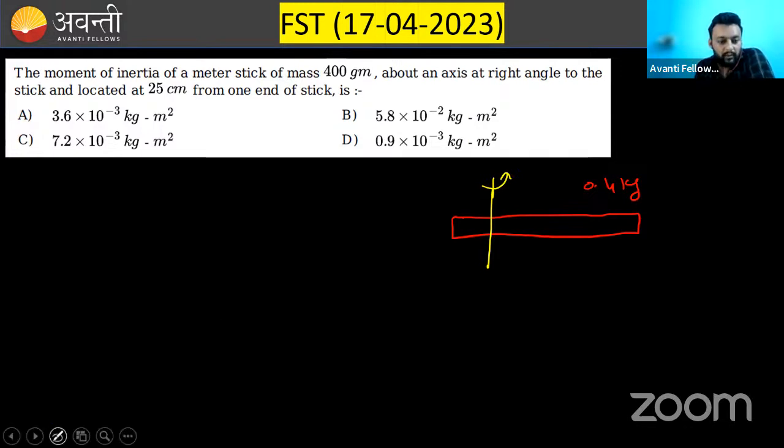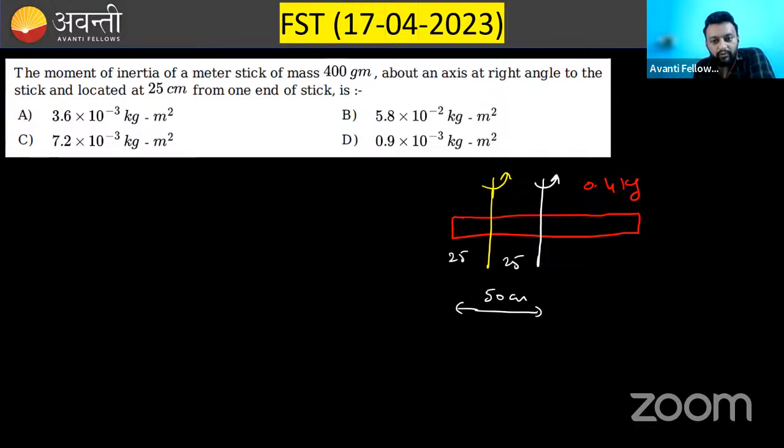We know the moment of inertia of this rod about the perpendicular bisector. Perpendicular bisector means the total distance is 50 centimeter on each half, out of which this one is 25, so this one will also be 25. Clear? Now we know the moment of inertia about this axis, the center of mass of the rod, ICM. About the other axis, it is to be asked by the examiner. So what can we do here?